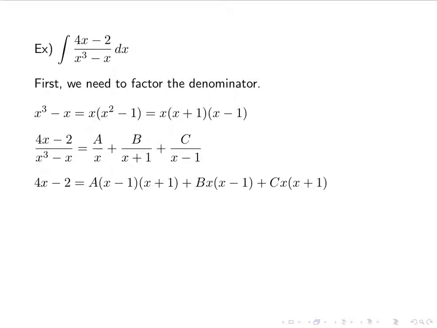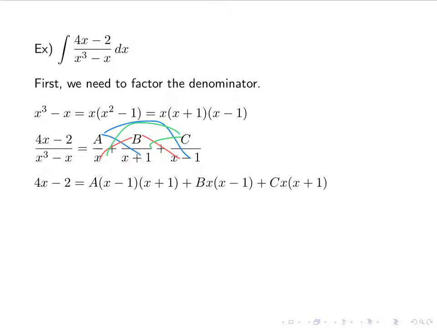Again, I'm going to multiply by the denominator. So now with 3 terms, it's not just cross-multiplying. But what we do is we take a and we multiply it by every other denominator besides a's. So I have a times x plus 1 times x minus 1. For b, I have b times x minus 1. For c, I have c times x plus 1 times x.